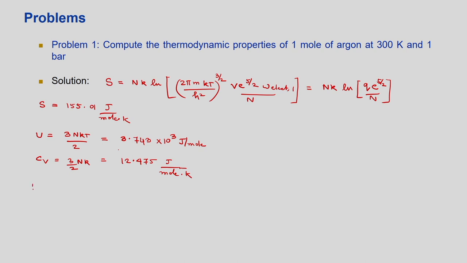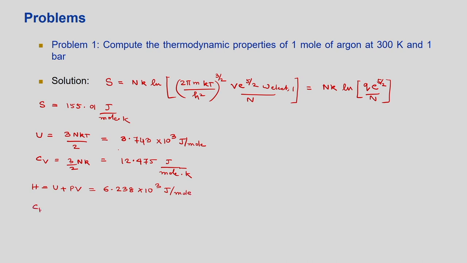Now, you can also calculate H. H is U plus PV. Okay. So, U you know, P also you know, 1 bar, V also you know, it is 0.025. So, it will be U plus RT, or U plus PV, anyway you can get the same answer. So, it will be 6.238 into 10 raised to the power of joules per mole.